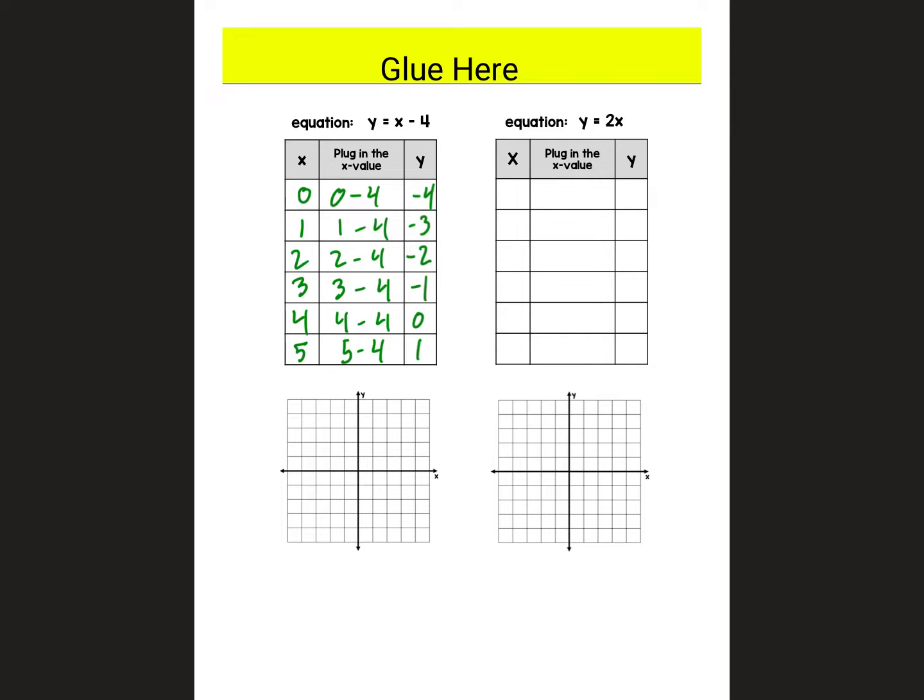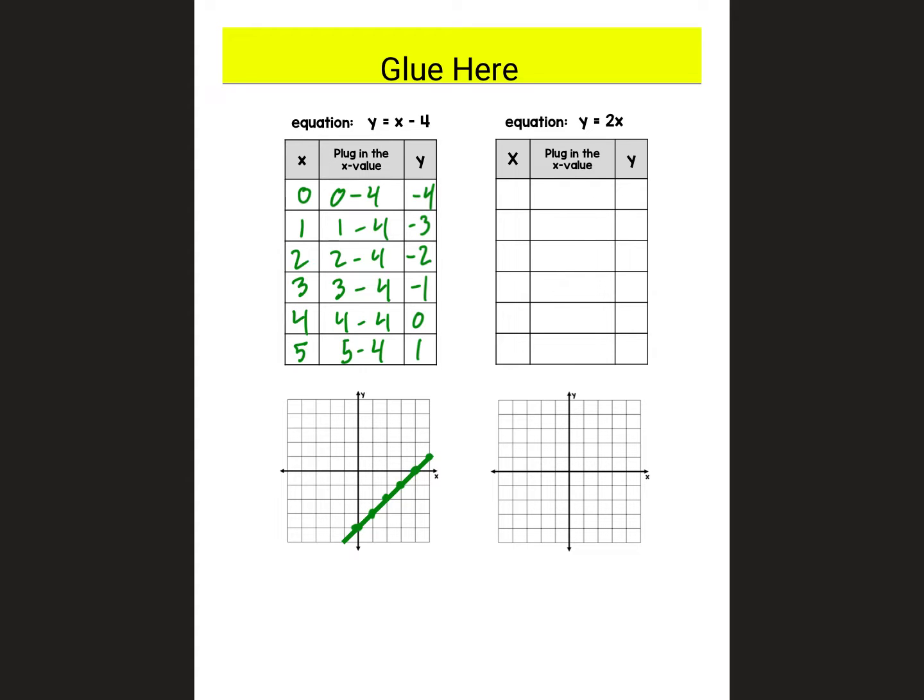We can plot all of these points on our graph. So (0, negative 4) is here. (Positive 1, negative 3) is here. (Positive 2, negative 2), (positive 3, negative 1), (positive 4, 0), and (positive 5, positive 1). Let's draw a line to connect our dots, and this is what our function looks like.